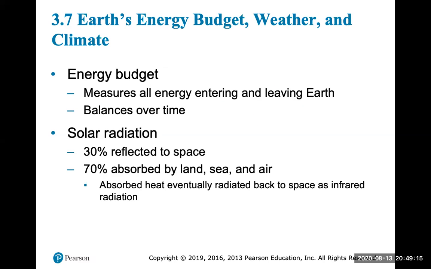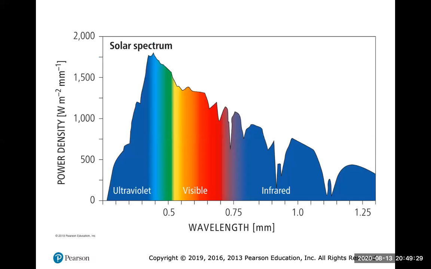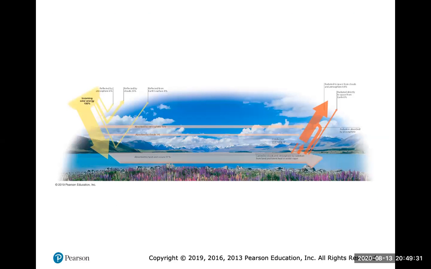The energy budget measures all energy entering and leaving the Earth. It balances over time. Solar radiation, most of it is absorbed by land, sea, and air, but about 30% of it is reflected back into space. And this is a look at incoming solar energy, how much is absorbed, and what gets reflected back.